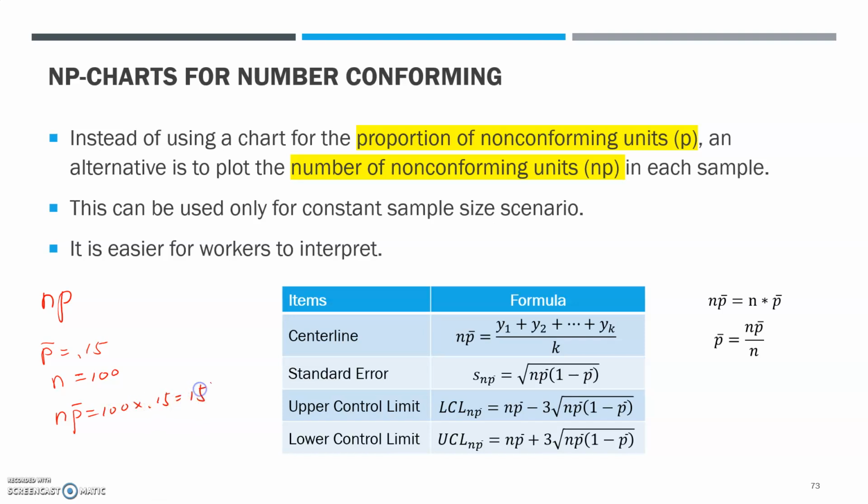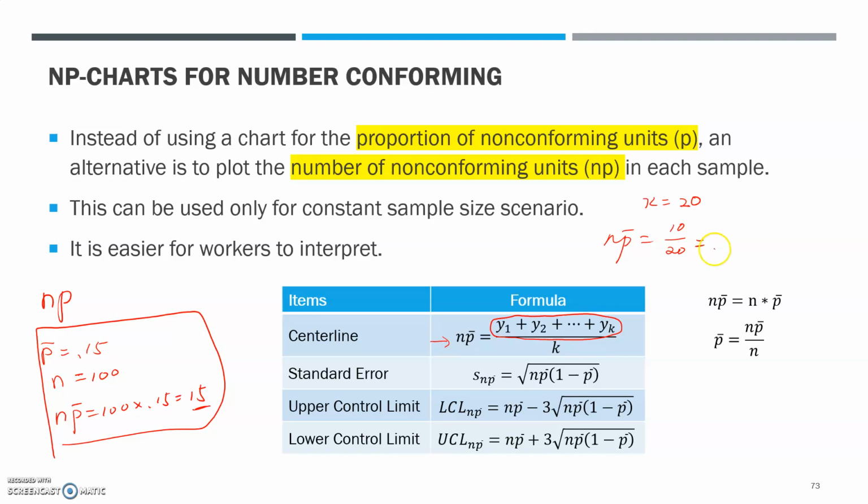If the defect rate is 15%, we see 15 out of 100 each time. So we base on this to construct a center line. If you look at the formula for the center line, you're adding all the defects from each group and you divide it by the number of groups. Let's say you're using k equal 20 and your total defects was 10, you have 20 groups, and each group, on average, had half a count of defects.